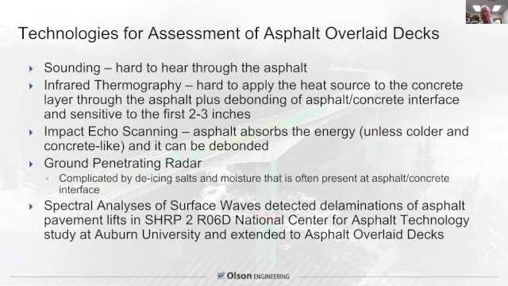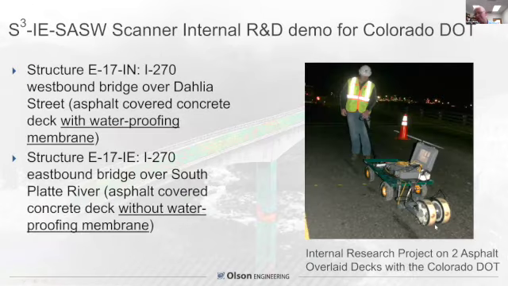A variety of technologies you can try and do asphalt overlay deck assessment with, but infrared is not going to work so well because it's black and it's hard to see anything in concrete. Impact echo scanning, if it's warmer, it just absorbs the energy. It doesn't really resonate. Radar can be complicated by de-icing salts and moisture, and it's again more of a damage potential map than it is a damage map. And surface waves did find delamination of asphalt pavement lifts, as you just learned. So here we are, pulling the wagon with the wheels, now lined up sensors, impacting as we go along. On this asphalt overlay deck, this was a repair project on a couple decks for the Colorado DOT.